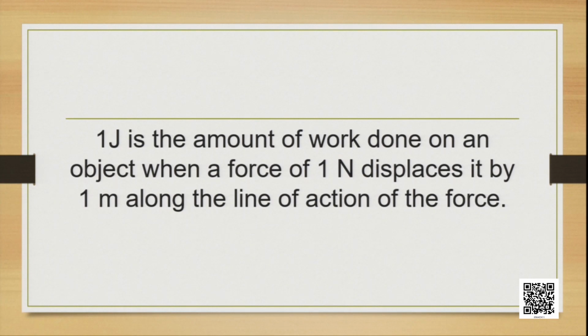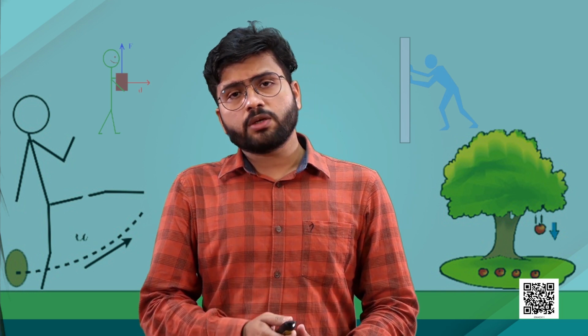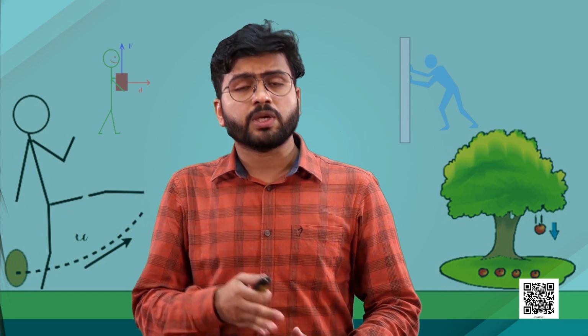So, that can be defined as the amount of work done on any object when a force of 1 Newton displaces it by 1 meter along the line of action of the force. So, we can say the amount of work done is 1 joule if we apply 1 Newton of force, and that 1 Newton of force produces a displacement of 1 meter along the direction of the force. The direction in which we are applying the force, if the object moves in that direction, the displacement produced is in that direction, then the work done is said to be 1 joule.